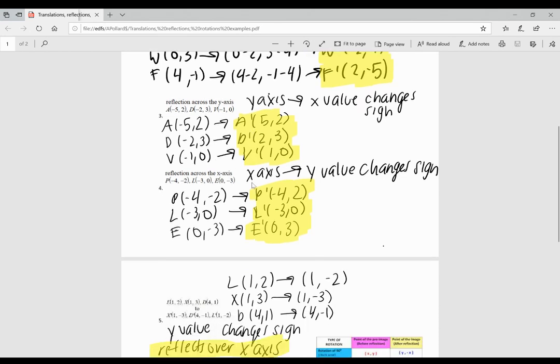When we have a reflection across the x-axis, our y value changes sign. So now we're going to have -4, 2. This stays -3, 0 because you can't have a -0. -0 is just 0. And this becomes 0, 3.